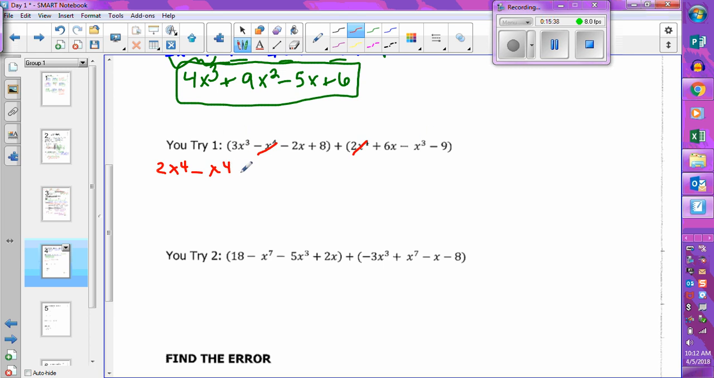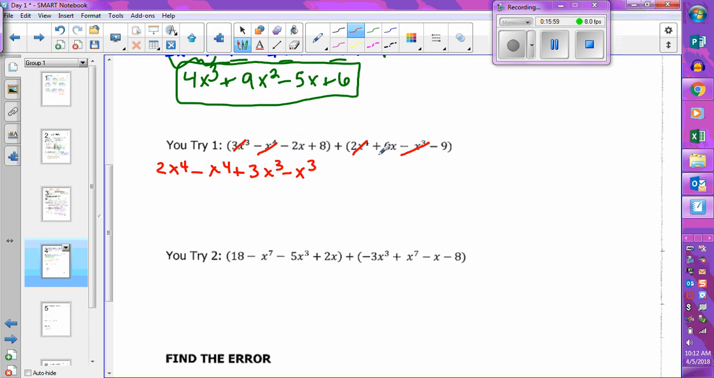So this is a positive 3x, so I'm going to write a positive 3x to the 3rd degree. And then what else? Is there another term with a 3rd degree? So now I have a minus x to the 3rd degree. Cross that out, okay? Now I'm looking to see what I have left.